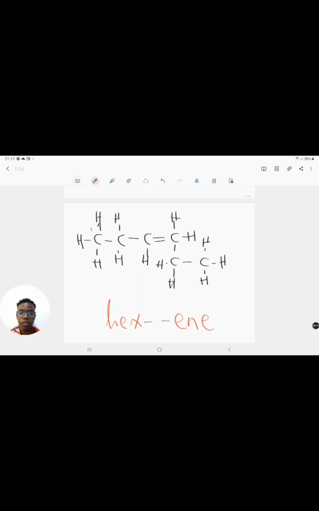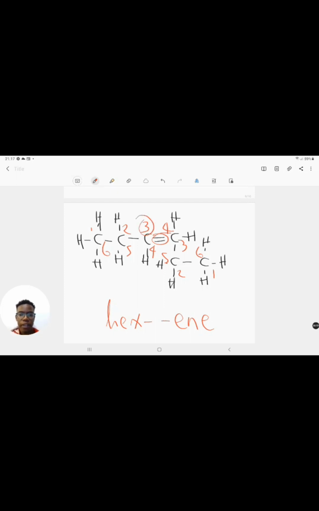Let's number my carbon atoms from the left-hand side. That's 1, that's 2, that's 3, that's 4, that's 5, and that's 6, right? And now let's number from the right side. Okay, so that's 1, that's 2, that's 3, that's 4, that's 5, and that's 6. Okay, now where's my double bond? Here's my double bond. Which number closest to my double bond is the smallest?